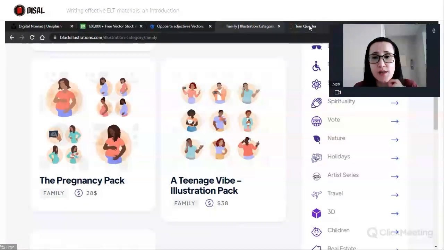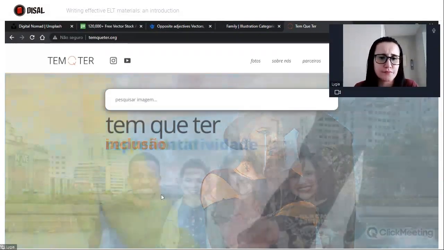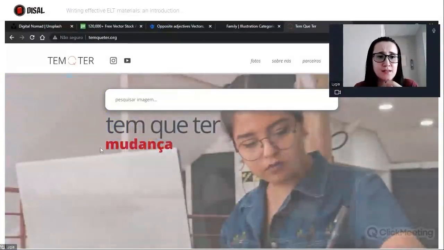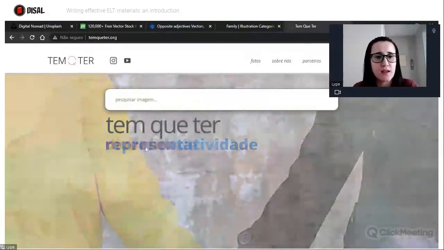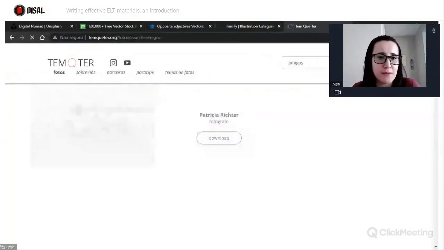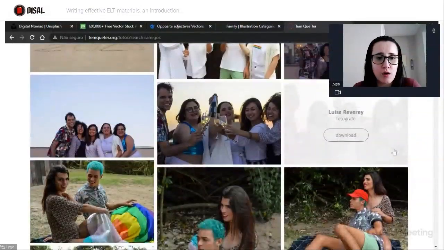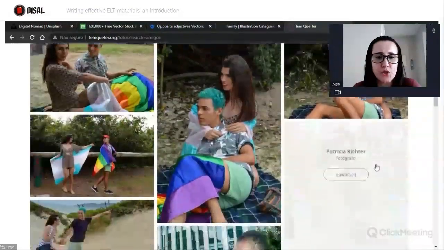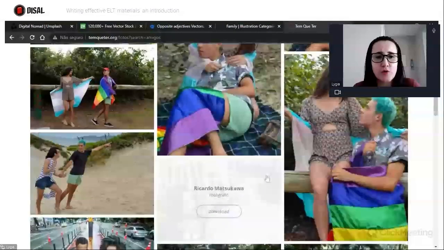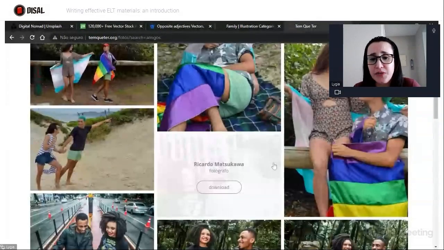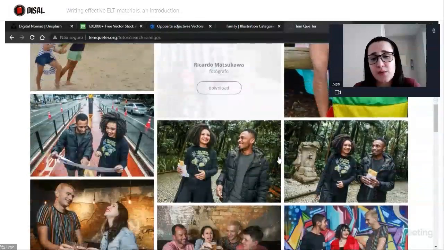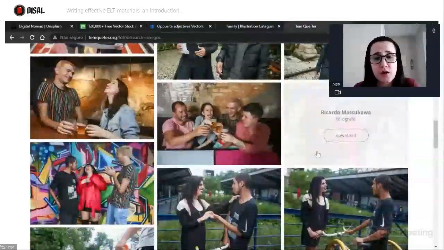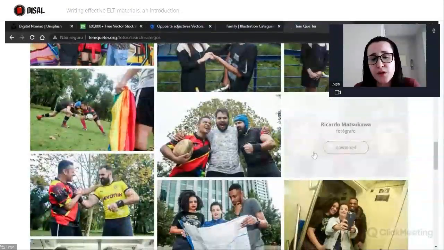And there's this other one, which I've come across quite recently, actually. It's this Brazilian website here. It's called Tem Que Ter. And, well, if you type in amigos, for instance, you'll see all of these images showing people from the LGBTQIA plus community. So this is something that we don't usually find on other websites, and they're also free.